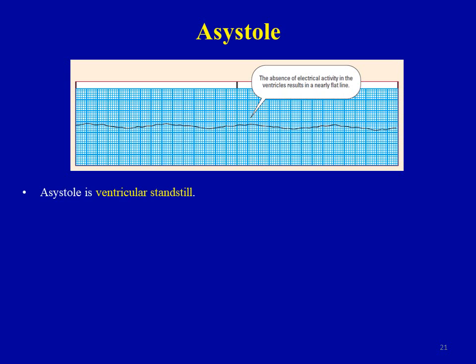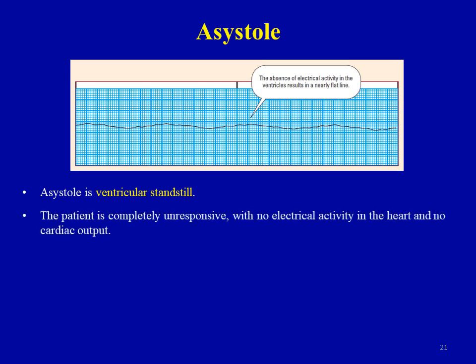Ventricular asystole, or asystole, is ventricular standstill. This condition happens if the heart fails to generate an escape rhythm in the junction or the ventricles, in case where the SA node is not working well or fails to generate action potentials. The patient is completely unresponsive with no electrical activity in the heart and no cardiac output.